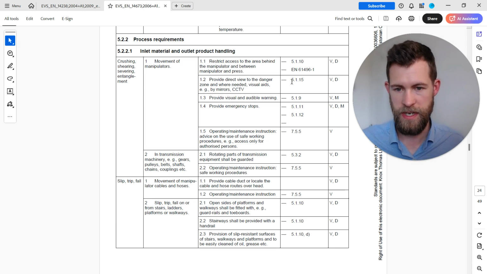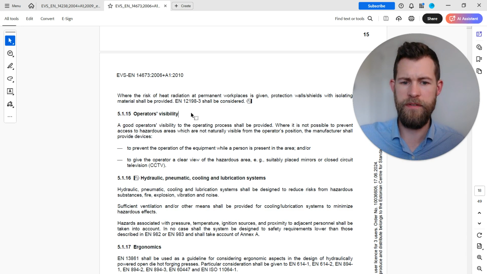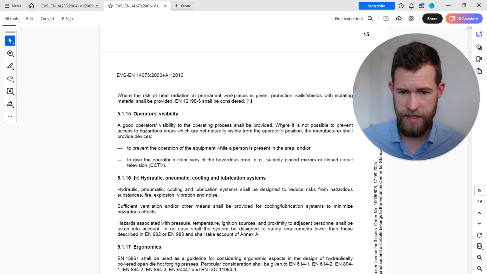So if we jump to section 5.1.15, this expands on what is required for operator visibility. Good operator visibility of the operating process shall be provided where it is not possible to prevent access to hazardous areas which are not naturally visible from the operator's position. The manufacturer shall provide devices.